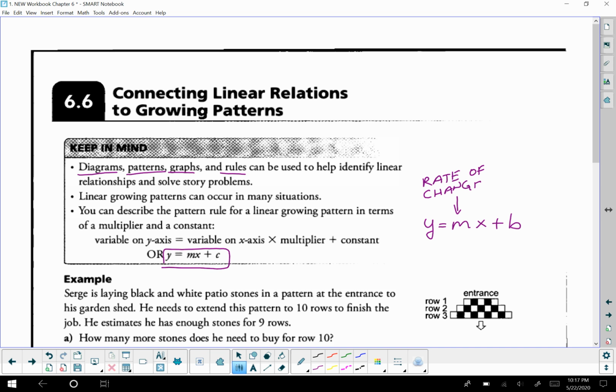There you go. b, if you remember, is the constant. So we can write constant. It is also called y-intercept. If you remember, that is where the line crosses the y-axis. So y-intercept. It is also sometimes called initial value. Initial value has a bunch of names.